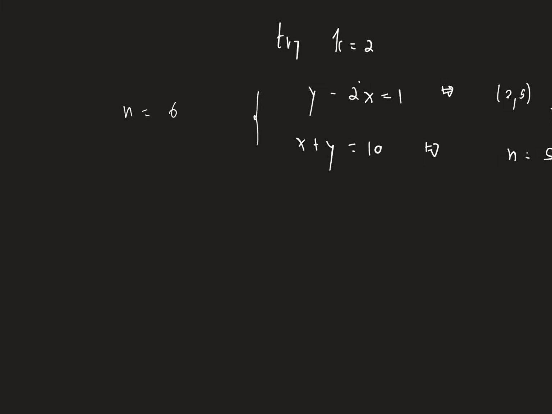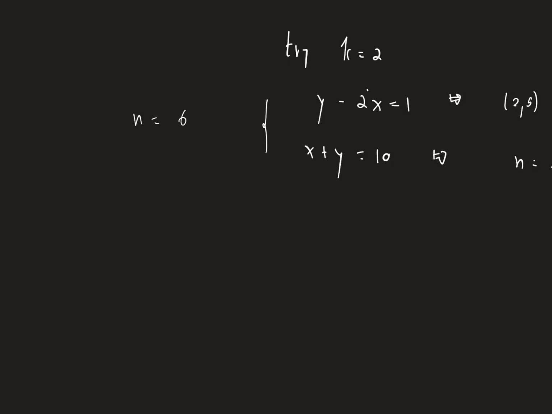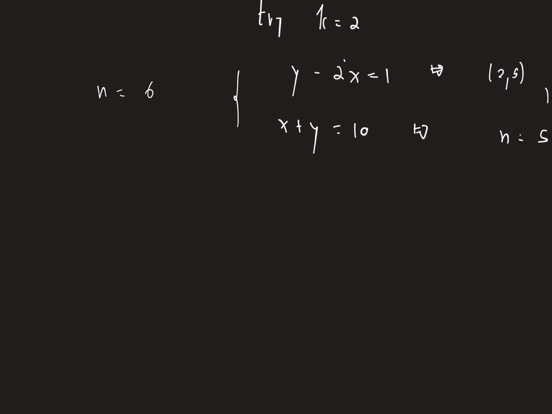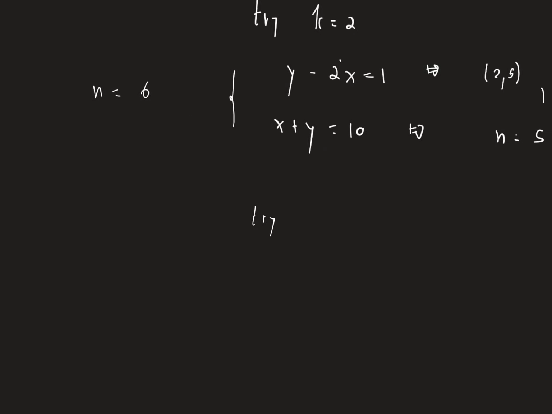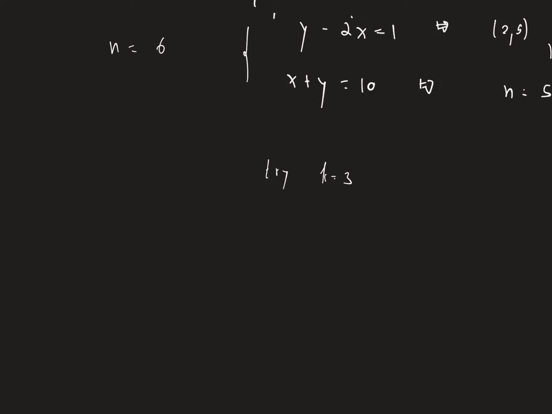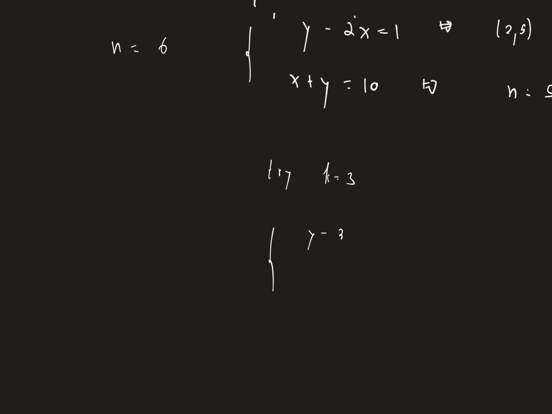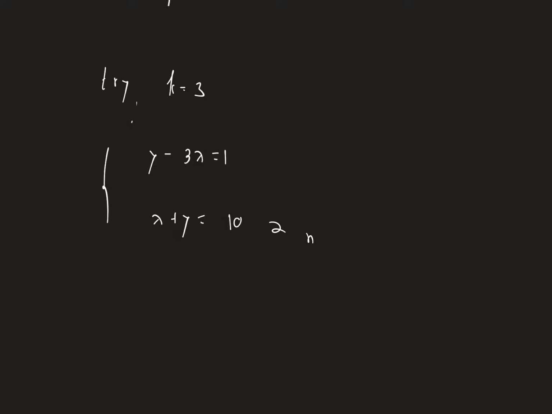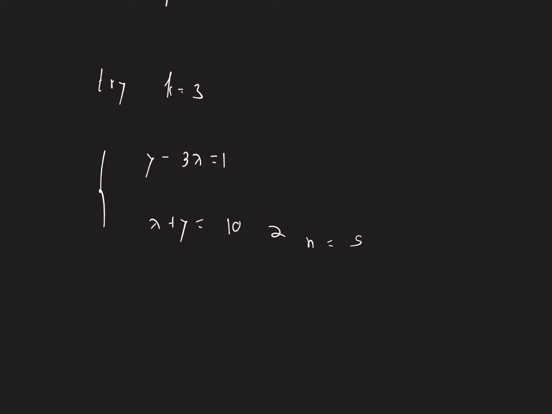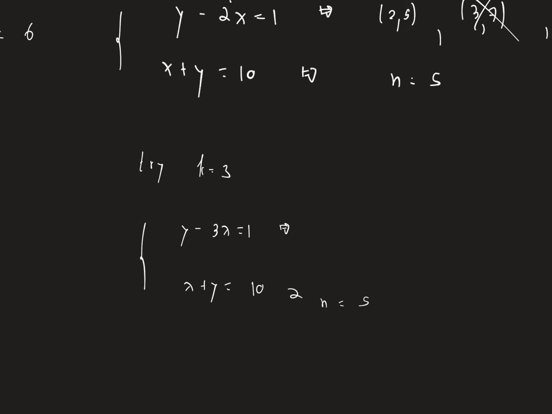But is it the end, or are there any values that satisfy this? Well, let's try another one. So if k equals 3, y minus 3x equals 1, and the same condition here, x plus y equals 10. So as I told you before, n equals 5. So in this case, possible values are 1, 4, 2, 7.